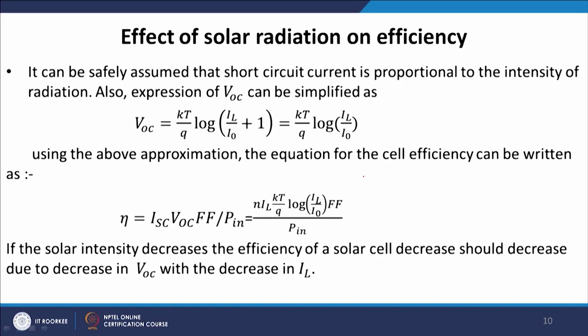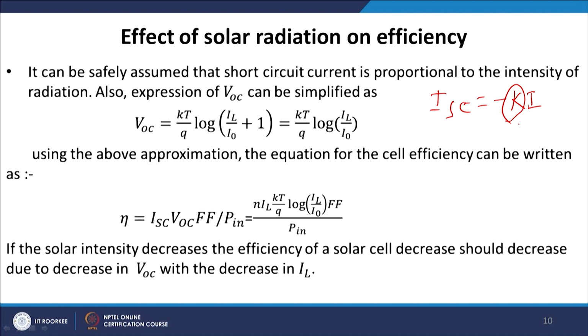Now, what is the effect of solar radiation on efficiency? It can safely be assumed that short circuit current is proportional to the intensity of radiation, that we have learned earlier, that I short circuit is equal to minus K into I, where I is the intensity of the radiation and K is a geometric factor.